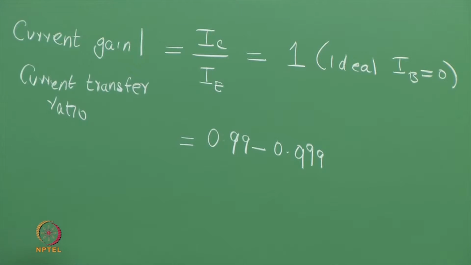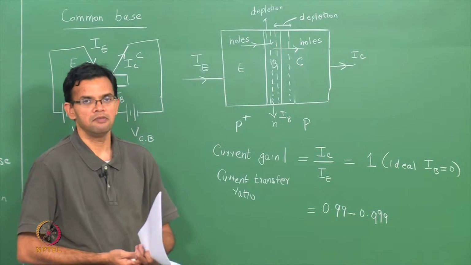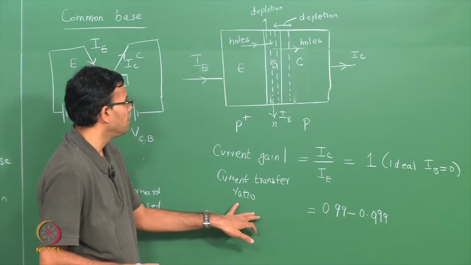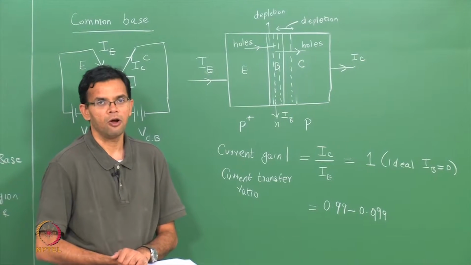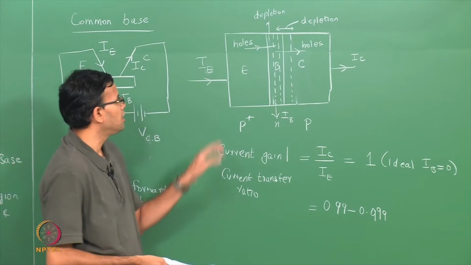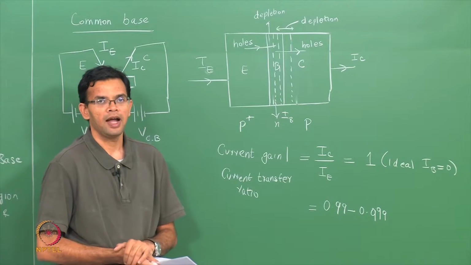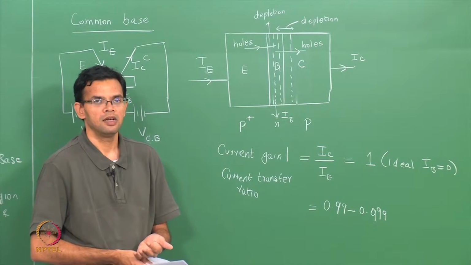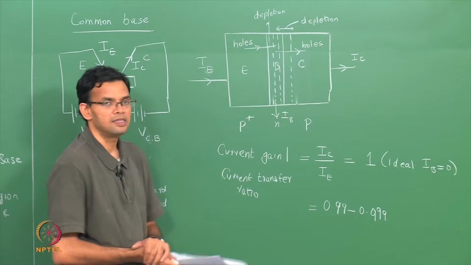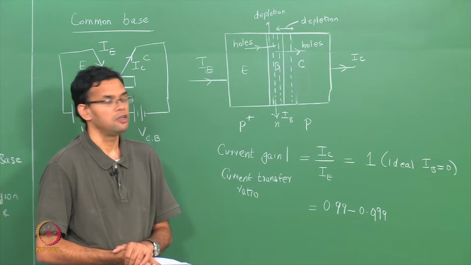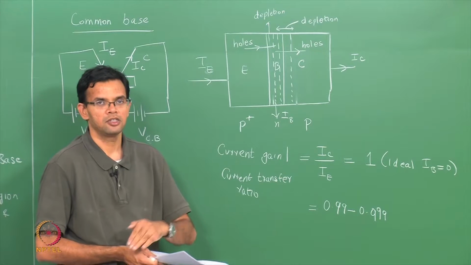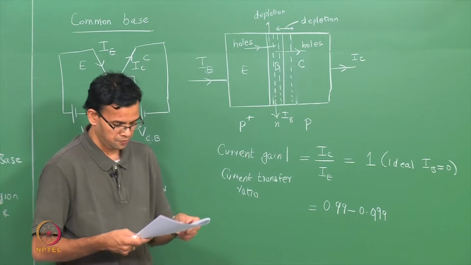So, the current gain depends upon the thickness of the base region. Typically we want a very thin base, so not many holes are lost due to recombination. Instead of a PNP, if you had an NPN transistor, the argument is entirely the same, except that here you have injection of electrons instead of holes.